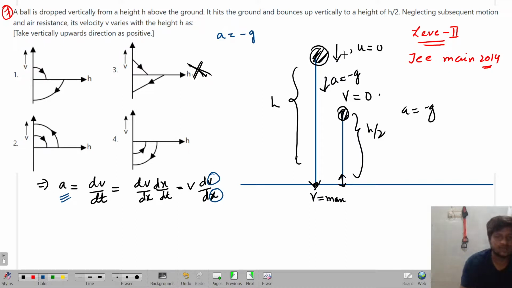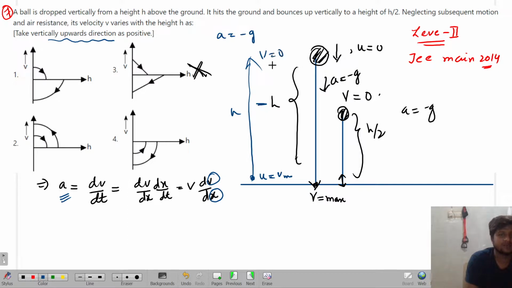Move to the next case. What you observe is that initially your velocity was 0, and after traveling the displacement h, it is saying to take vertically upward direction as positive. If I'm moving in the downward direction, this h will become negative. So for negative h, velocity becomes maximum after traveling this minus h. If I do the opposite thing, velocity is maximum, u is equal to v max over here. For positive x, the final velocity is becoming 0 over here.